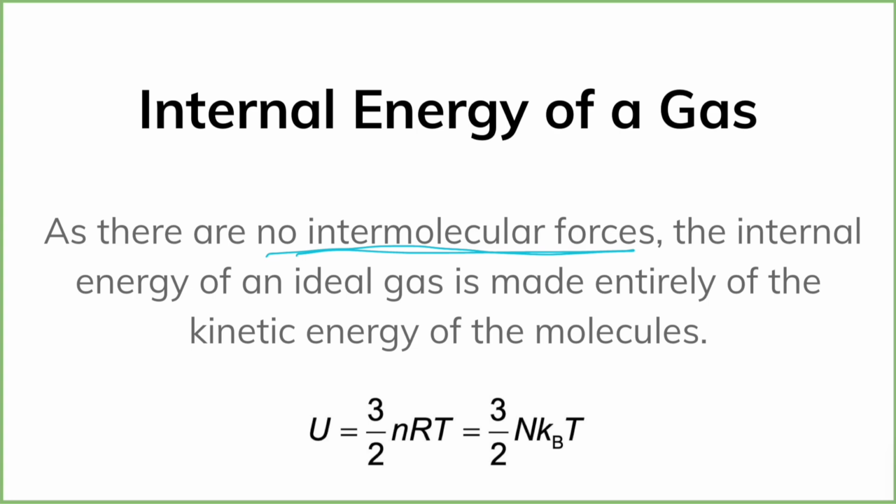And so a key fact of the internal energy of an ideal gas is that all of the internal energy is made up of the kinetic energy of the molecules, and we aren't considering any sort of potential energy. The formula for this ends up being U, the internal energy, is 3/2 nRT, n being the number of moles, R the gas constant, T the temperature in Kelvin. Or alternatively, we can multiply the number of particles with the Boltzmann constant, and we get the same value.